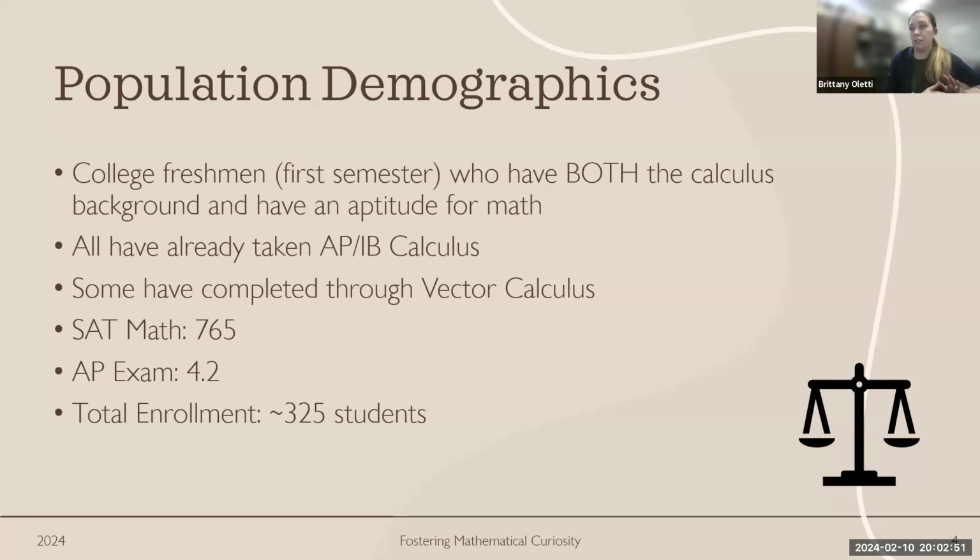The average SAT math score for these students is about 765, and their average AP exam score, if they took it and released it to us, was about a 4.2. The total enrollment out of about 1,200 students that we take into our program, called the Advanced Math Program, is about 325 students. So those are the important demographics I wanted to share with you before I talk about our approach, because these students tend to be very bright in math, and that allows them to succeed in this type of course.